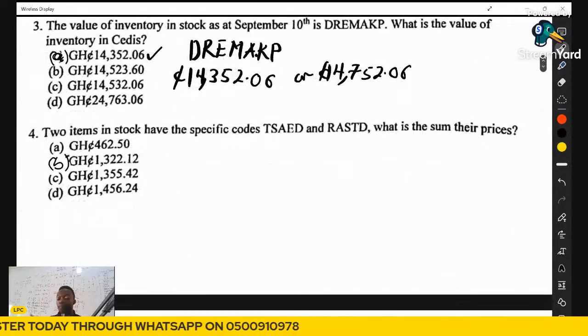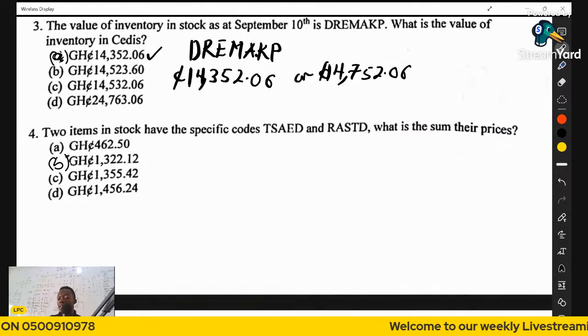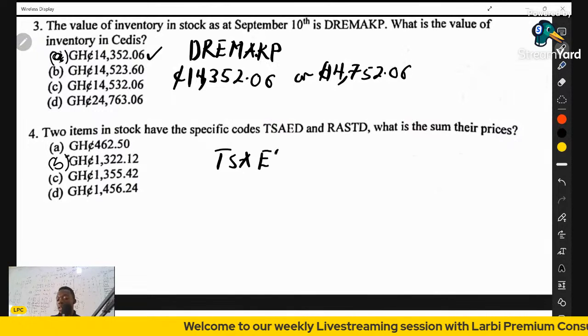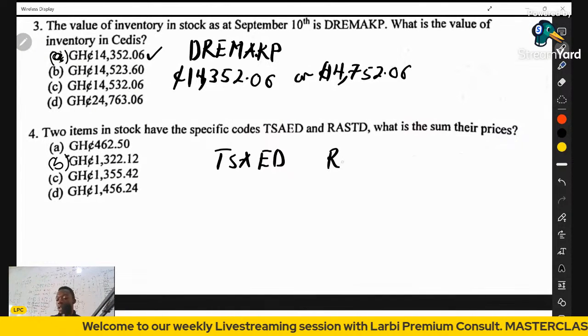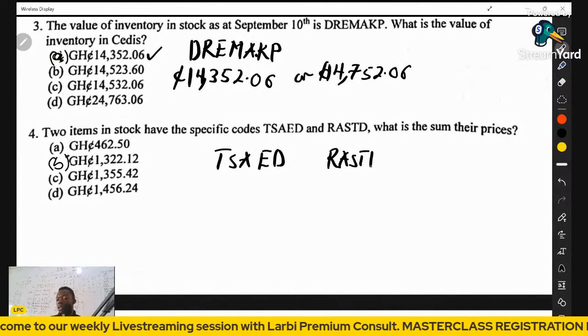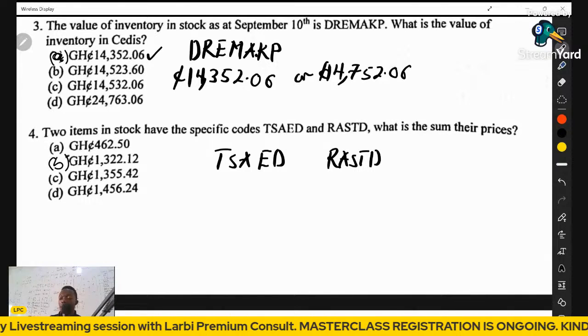Then question 4. Two items in stock have specific codes T, X, A, E, D, and we have R, A, X, T, D. The question is, what is the sum of their prices? What is the sum of their prices?